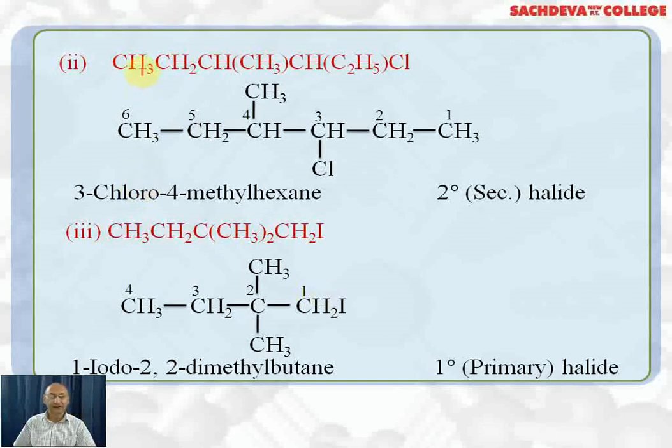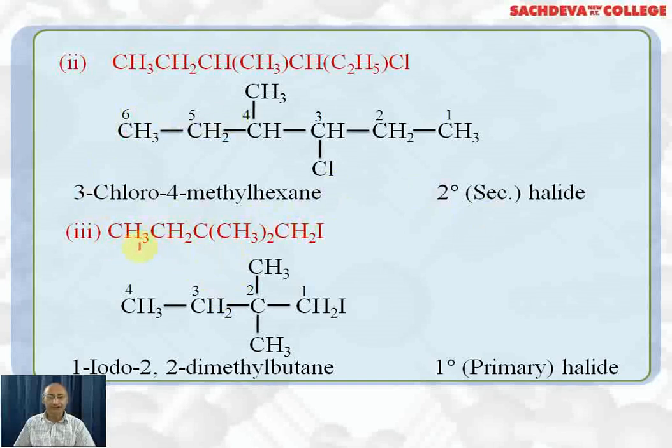Second, here also we are converting into this structure. CH3 remains as it is, CH2 remains as it is. This CH is attached to CH3. This CH is attached to Cl and C2H5. C2H5 we have expanded as CH2CH3 so that we can get the longest chain possible. First carbon, second carbon, third carbon so that Cl gets minimum number. Fourth carbon, methyl group gets number 4, then 5, 6. So 3-chloro-4-methylhexane is the name. This is also secondary halide because Cl is attached to secondary carbon atom.